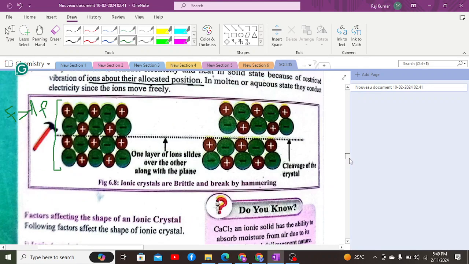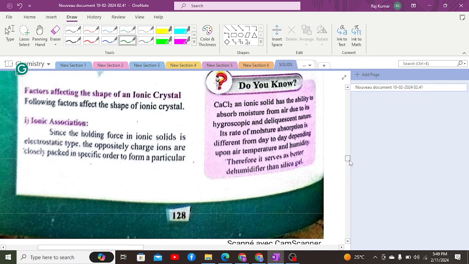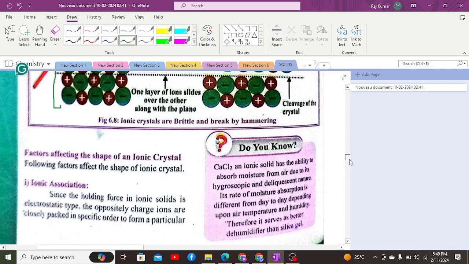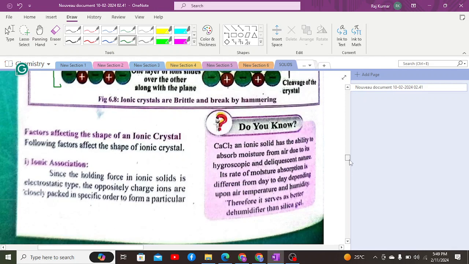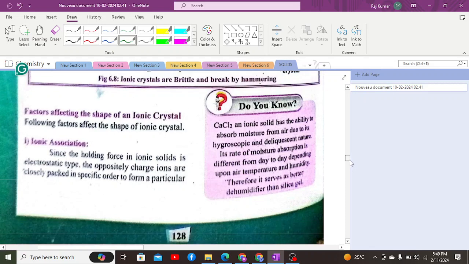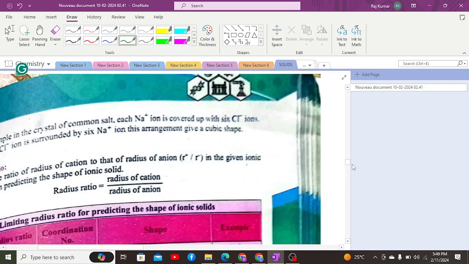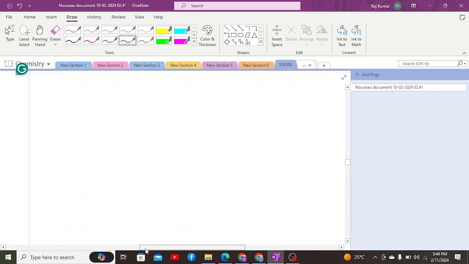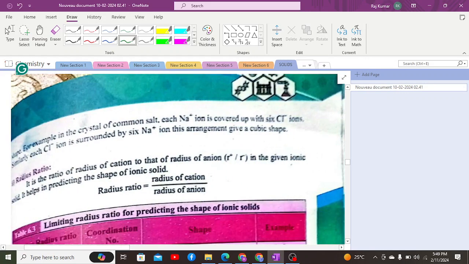Apart from which, when it comes to the factors affecting their shape, first and foremost is their ionic association. If their bonding is strong, if we have oppositely charged ions closely packed in a specific order to form a particular shape, then at that moment the ionic association really matters. For example, in a crystal of common salt, such as sodium chloride, each sodium ion is surrounded by six chloride ions, and each chloride ion is surrounded by six sodium ions. This arrangement gives us a cubic shape.